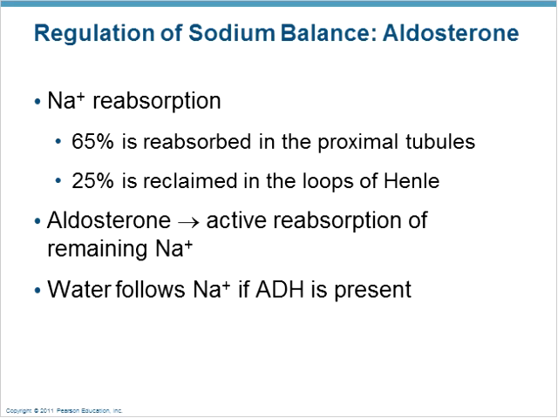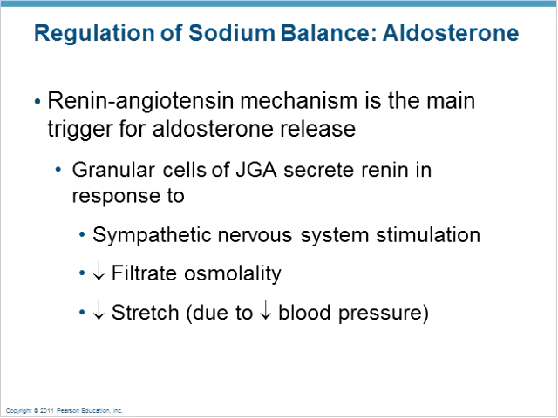We also have aldosterone, and it helps to manage the sodium reabsorption. 65% of sodium is reabsorbed in the proximal tubules of the nephron system. 25% is reclaimed in the loops of Henle. So we look at the nephron unit, there's a proximal tubule, a loop of Henle, and a distal tubule, and the sodium absorption is 65% in the proximal tubule, 25% in the loop of Henle. Aldosterone really causes the active reabsorption of the remaining sodium, so water follows sodium if ADH is present. That's a really good thing to remember. Wherever sodium goes, water follows. Great little mantra.